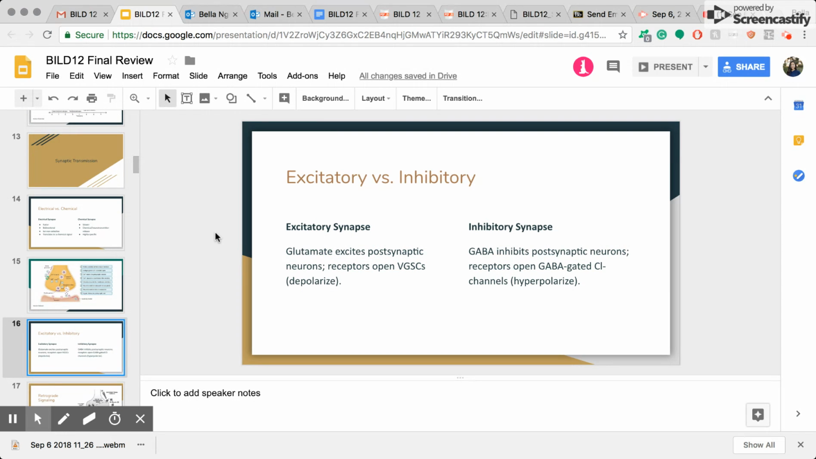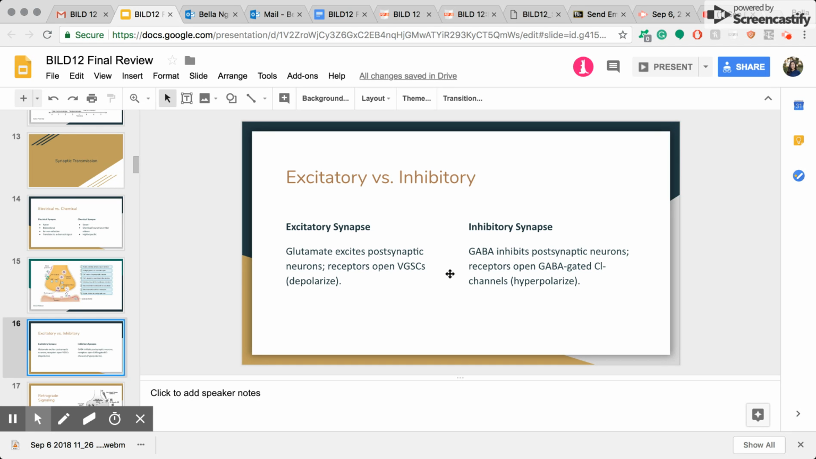There's excitatory versus inhibitory, just as what I was talking about. I really think that she could ask you about this. She asked again in class today about the inhibitory synapse. It was on your midterm. Maybe next time it might be the excitatory synapse.